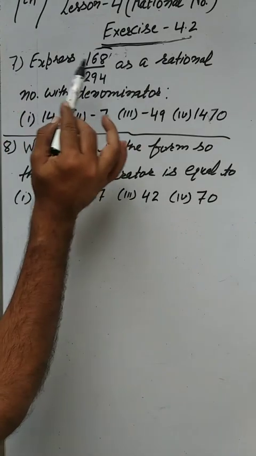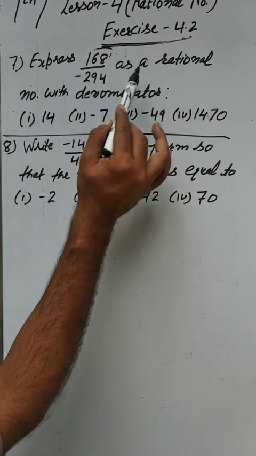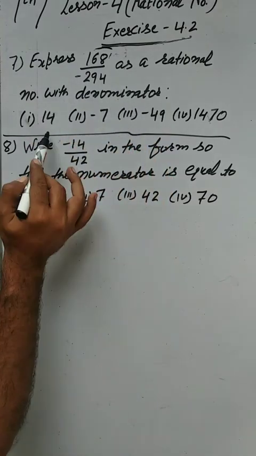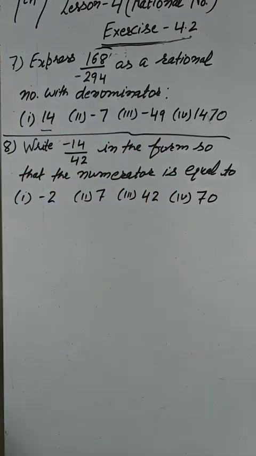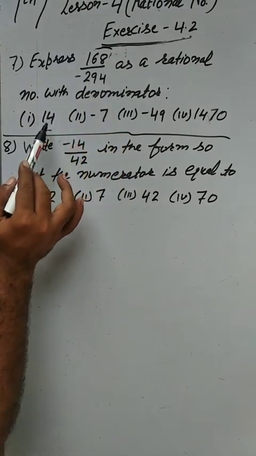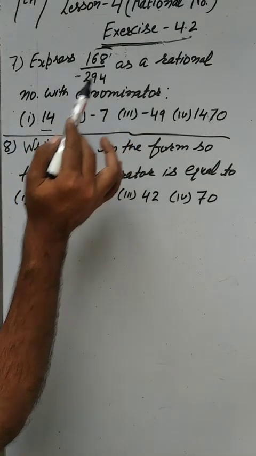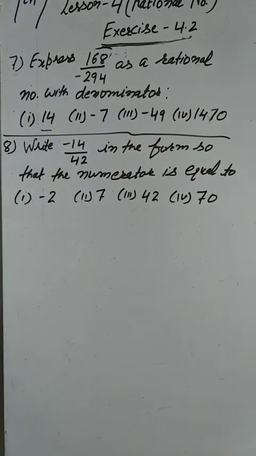Question 7th: express 168 upon minus 294 as a rational number with denominator 14. Now here, beta, the denominator is 294 and here it is 14. You want to change the greater number into the smaller one. So you have to divide. With what number do you have to divide 294 so that it will be changed into 14?